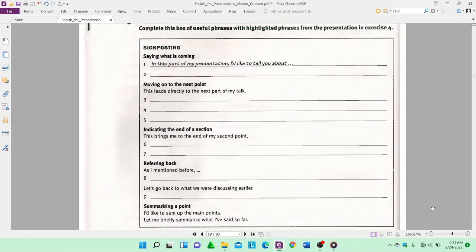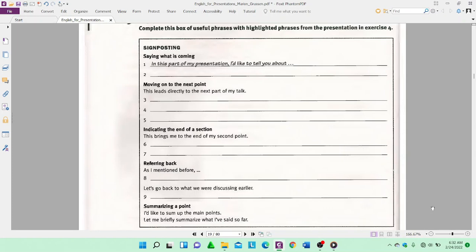Right. Before we start talking about today's topic, I'd like to remind you about what we have done in the previous meeting. We talked a lot about signposting, right? Signposting is used when we deliver the main part of our presentation, because by doing signposting, our audience will find it easy to follow our explanation in our presentation.